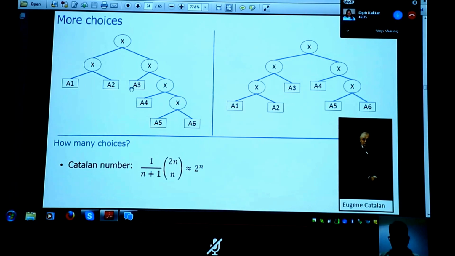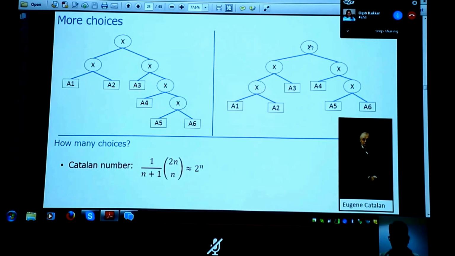In the other branch, I'll do A3, A4, A5, A6 in this particular manner. Then, do the product. Or I can do it in a more balanced manner: A1, A2, A3 in this branch, A4, A5, A6 in this branch, and then come to the root and do the multiplication, right? Now, how many choices are there? How many ways can we do this?